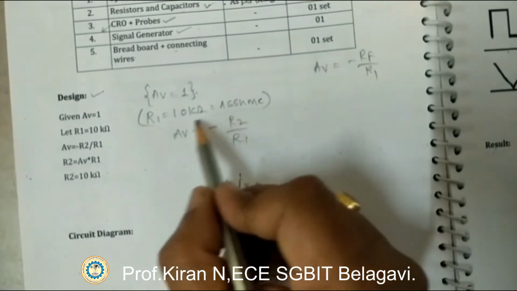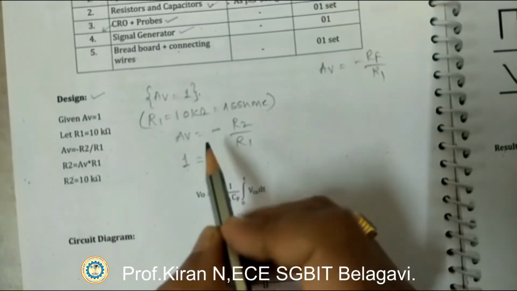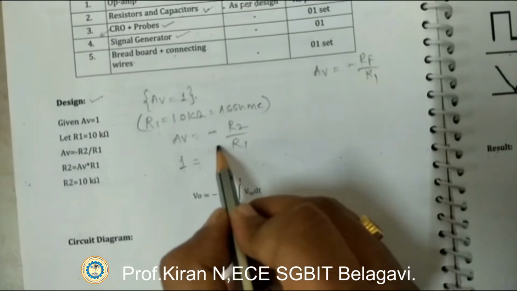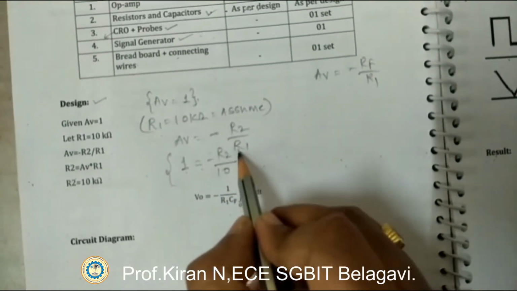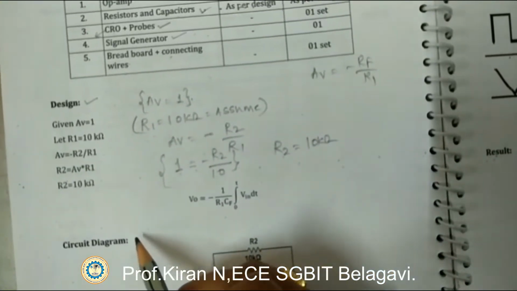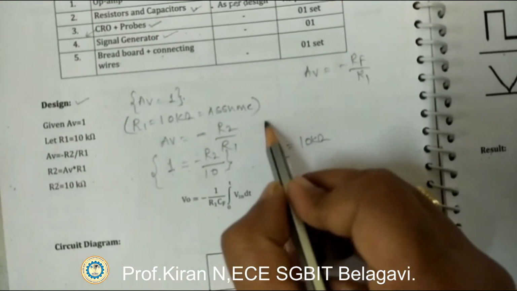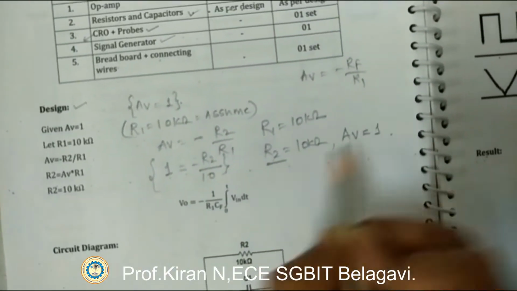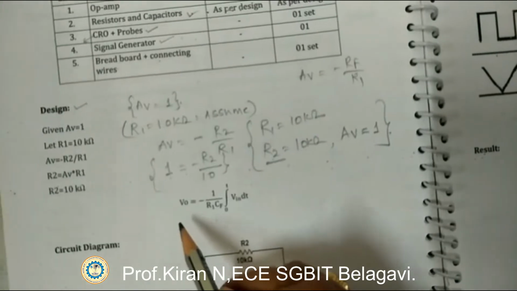So here we are going to substitute the values. Now what is given here? AV is given, that is gain is given as 1. The value of R2 we have to calculate here. R1 is 10 kilo ohms. So with this, after rearranging the equation, we get the value of R2 as 10 kilo ohms. Now we have got the value of R2, we know the value of R1, which is again 10 kilo ohms, and we know the value of gain, that is 1. So all these three parameters are very important for designing the integrator circuit.